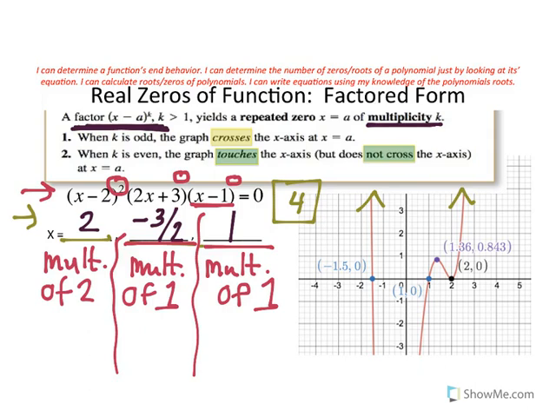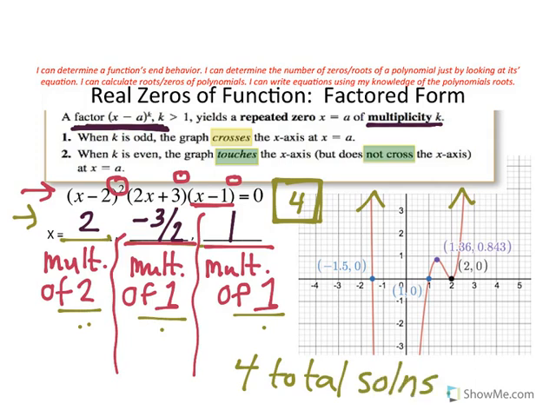So remind me, how many total solutions am I supposed to have for this function? We've got it over here boxed in that green. We're supposed to have 4 solutions. Well, I've got 1 solution here at 1. I've got a second solution of -3/2. And then I've got x equals 2 that counts twice. 2 plus 1 plus 1. That is 4 total solutions. That is the purpose of multiplicity.